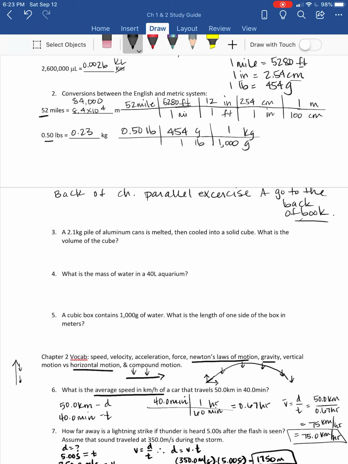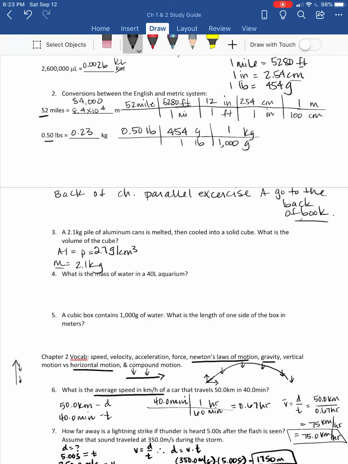Okay, so this one says a 2.1 kilogram pile of aluminum cans is melted and then cooled into a solid cube. What's the volume? So I just looked on Google, and aluminum has a density of 2.7 grams per centimeter cubed. And this says that there was 2.1 kilograms of aluminum cans. So that's why I put M for mass.